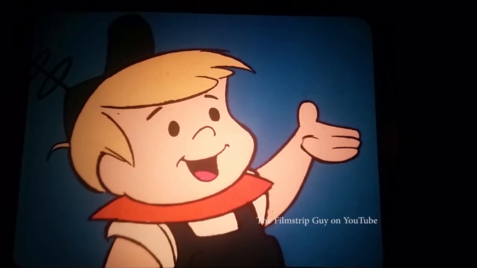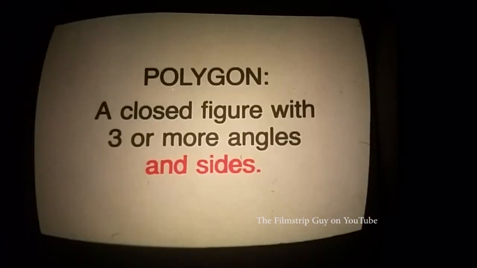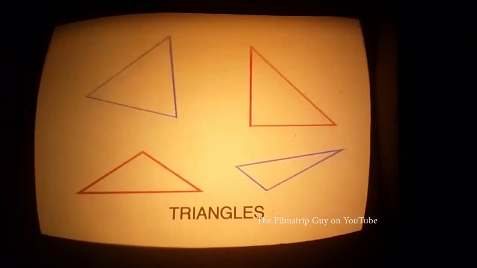Let us resume with polygons. The word polygon comes from two Greek words. Polis means many, and gonia means angle. Therefore, a polygon is a closed figure with three or more angles. Polygons have the same number of sides as they have angles. The vertices of the angles are the vertices of the polygon. Let us look at various polygons.